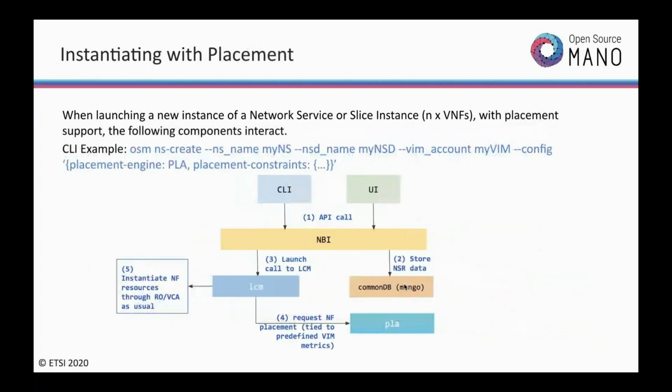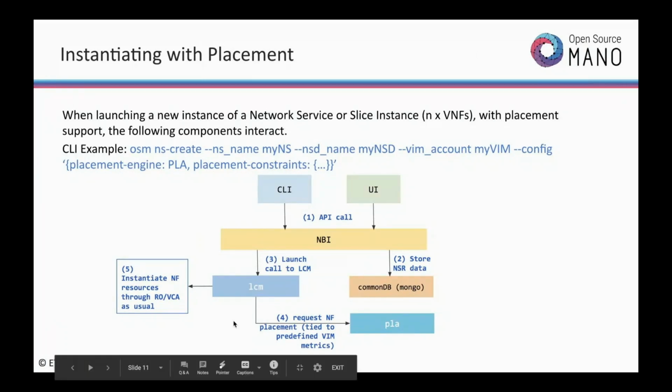Instantiating with placement. If you instantiate any of the cases that we have already seen, but you use the placement platform, which will be available soon, you will see a demo this week. It's not yet available in the main code. Before instantiating, it will ask the placement component to provide the right VIMs for instantiation, and then it goes and instantiates through RO or VCA as usual.